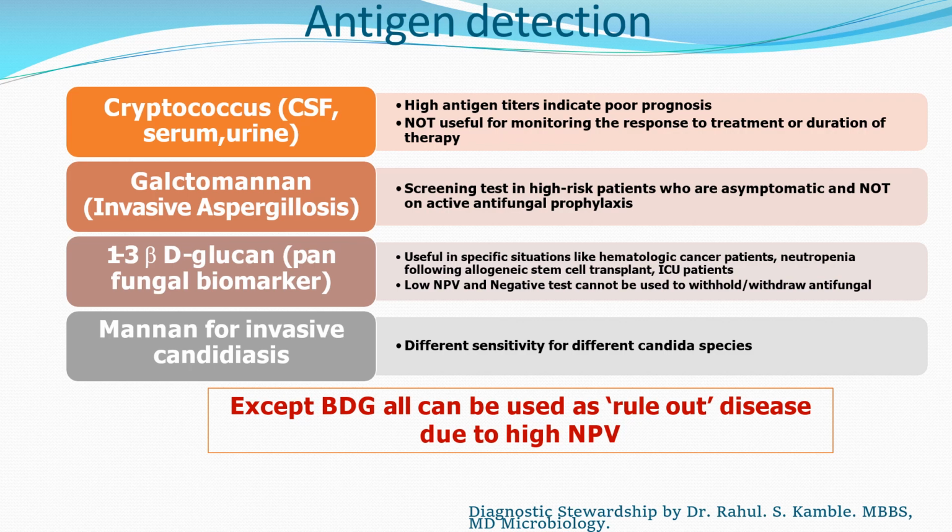Galactomannan is indicated for invasive aspergillosis, as a screening test in high-risk patients who are asymptomatic and not on active antifungal prophylaxis. 1,3-beta-D-glucan is a pan-fungal biomarker. It is useful in specific situations like hematological cancer patients, neutropenia following allogeneic stem cell transplant, and ICU patients. Mannan is used for invasive Candida disease. There is different sensitivity for different Candida species. Beta-glucan can be used as a rule-out test for disease due to its high negative predictive value.